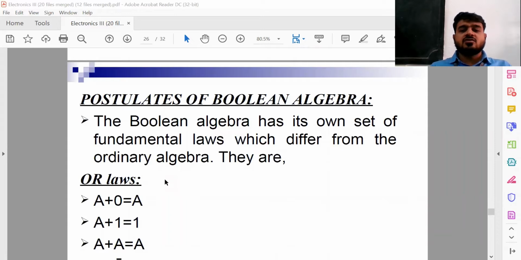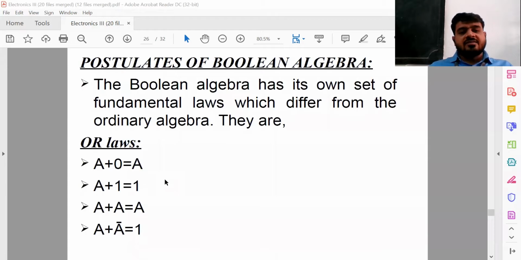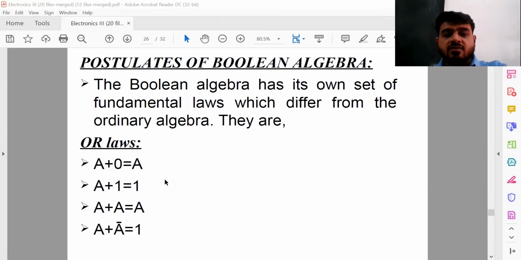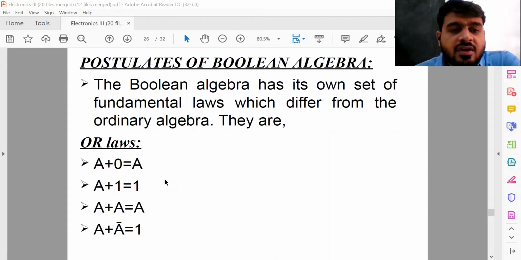Boolean algebra has its own set of fundamental laws which differ from ordinary algebra. As I told you, A plus 0 is equal to A, so anything added to 0 will be A. A plus 1 is equal to 1, because whatever is added to the high voltage, you will get 1. A plus A is equal to A, as we have seen in the OR law, 1 plus 1 is 1, you get whatever is the input.